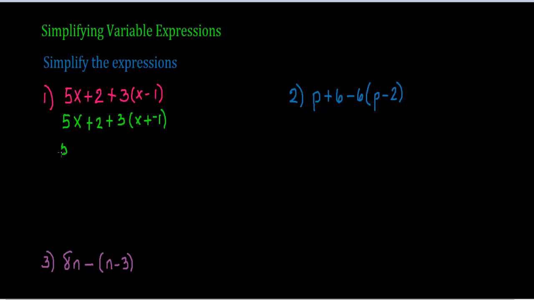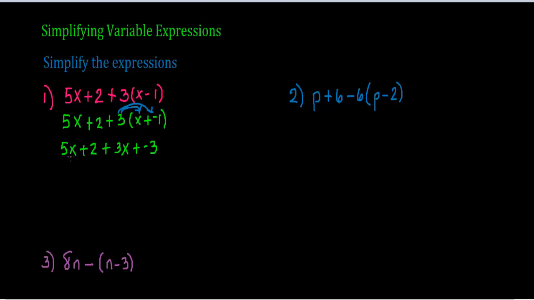So take 5x plus 2 and just bring it down because we're not going to use that right now. We're not going to add before we multiply. And then I have plus, and we have 3 times x, which is 3x. I also have 3 times negative 1, which is negative 3. Now that I've done the distributive property, now I look for my like terms.